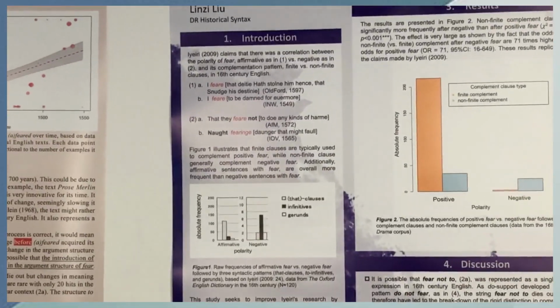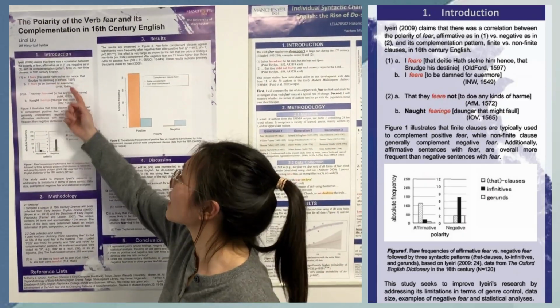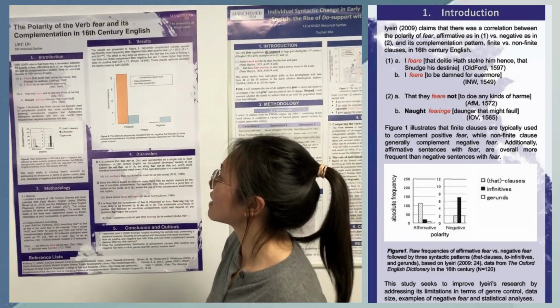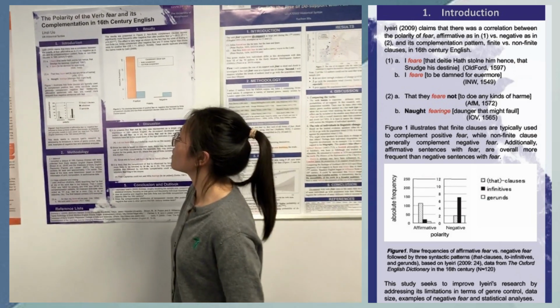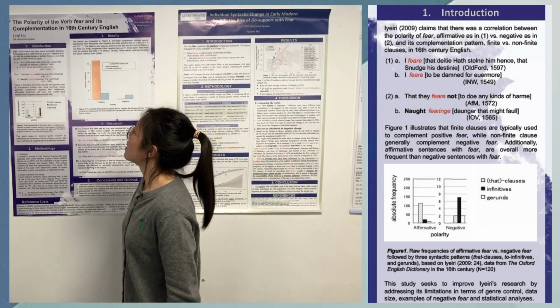1a, affirmative fear followed by a finite complement: I fear that deity has stolen him, hence that such his destiny. And 1b, affirmative fear but followed by a non-finite complement: I fear to be damned for evermore.